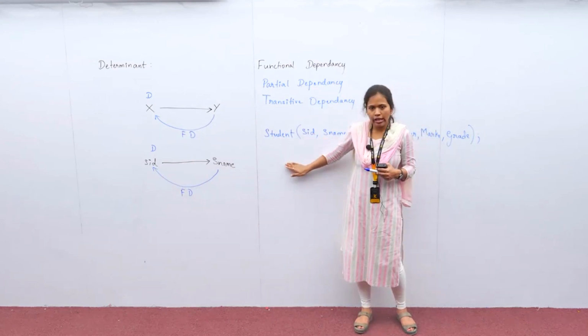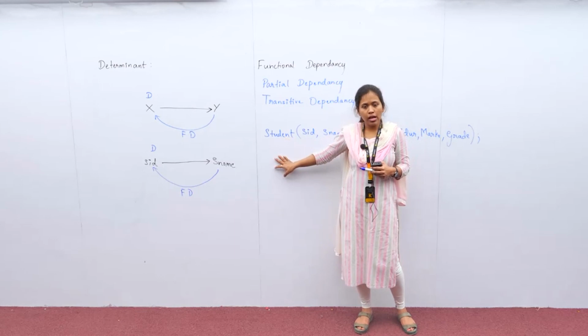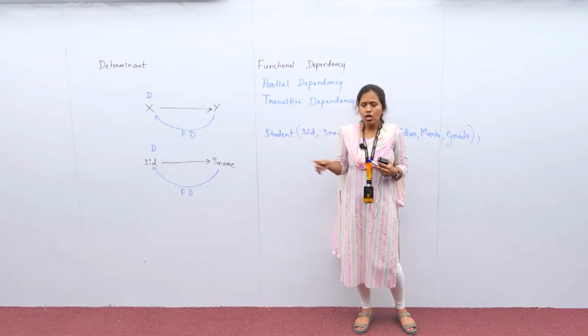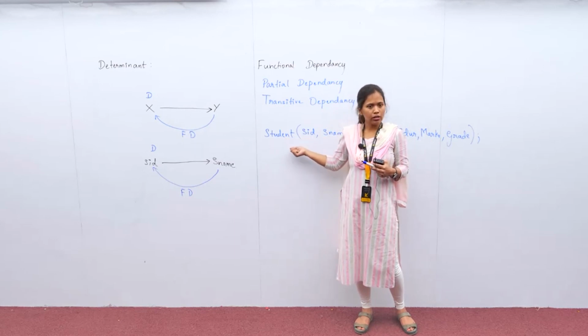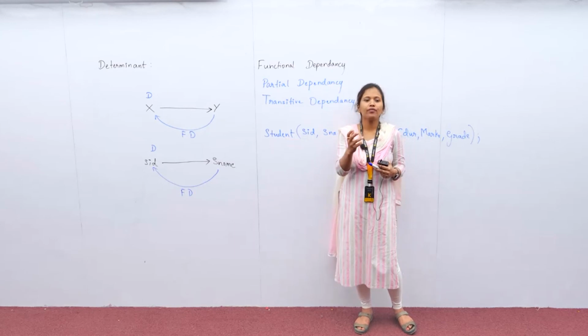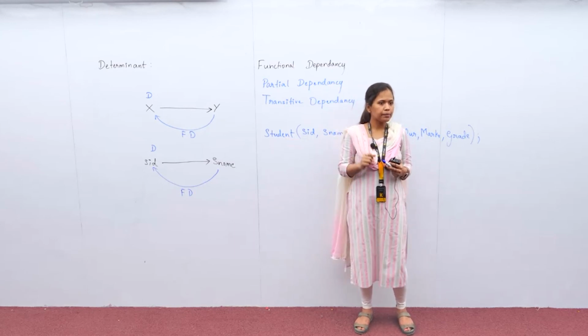Like this, they will give 2-3 relations, and they will ask you to write a query on it, maybe a joins query and all of that. Then you have to see which is the common column that becomes the foreign key. All of those things you have to identify and write. So keep this in mind.